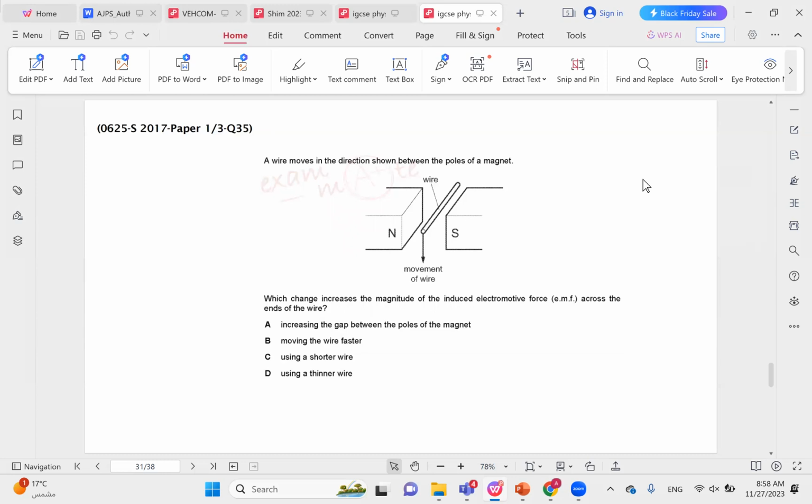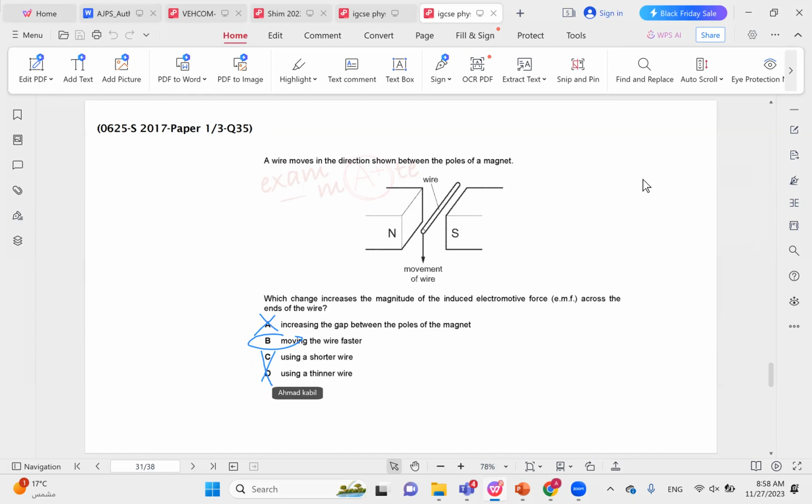A wire moves in the direction shown between the poles of a magnet. Which change increases the magnitude of the induced EMF across the ends of the wire? Again, moving the wire faster, of course, would be the only correct choice here. Increasing the gap is wrong because it weakens the magnetic field. Using a shorter and a thinner wire are also irrelevant here.